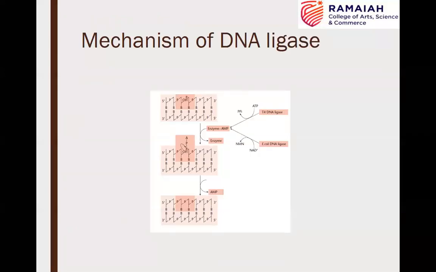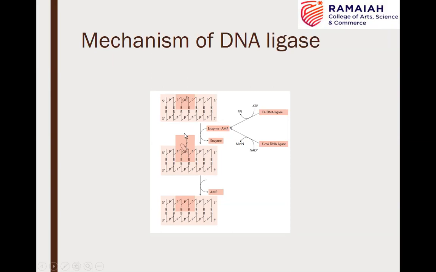Moving on further, mechanism of DNA ligase. So in this diagram, two different ligases are shown, what I was mentioning. One is E. coli DNA ligase, the other one is T4 DNA ligase. E. coli DNA ligase requires NAD plus as an adenylating agent, and T4 DNA ligase requires ATP as the adenylating agent. In both the cases, whether it is T4 DNA ligase or E. coli DNA ligase, both form an enzyme-AMP complex, then that binds to the nick.